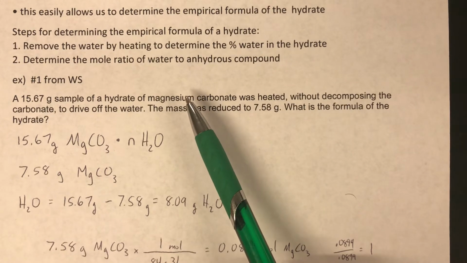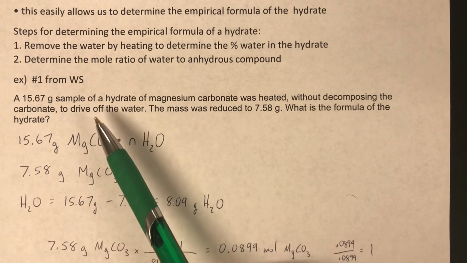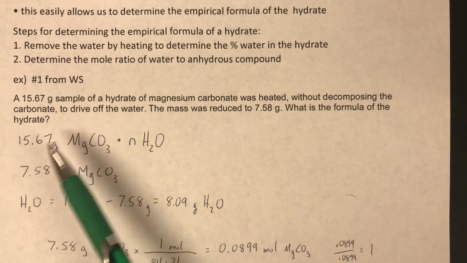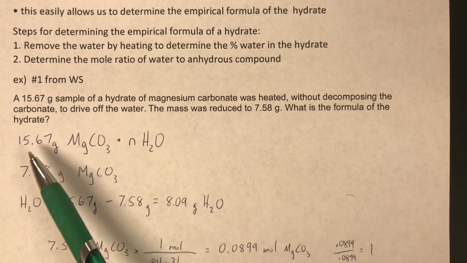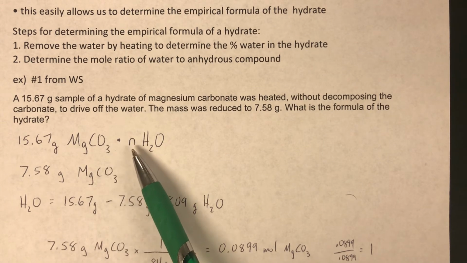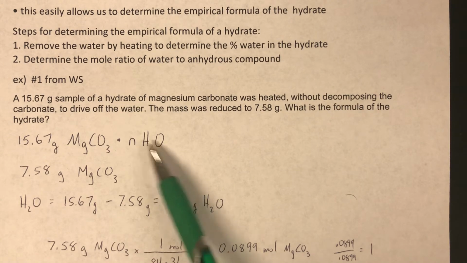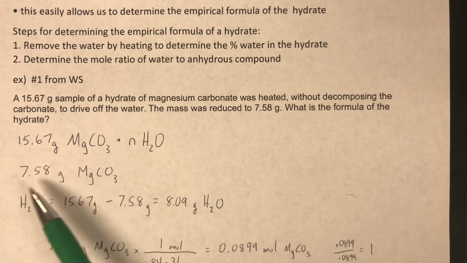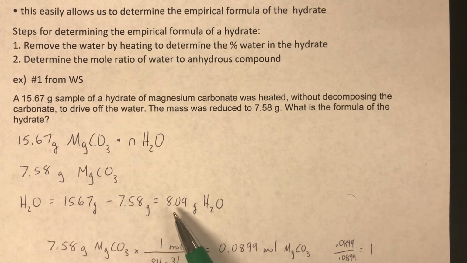As we heat it up, it doesn't break apart the magnesium carbonate, it just drives off the water. And it becomes a mass of 7.58 grams after the water is gone. So we know that we started out with 15.67 grams of the magnesium carbonate with a, I'm just going to put an N here for the unknown number of water. Once we get rid of the water, we just have the magnesium carbonate. So then the difference between those two will give us the amount of water that was with it.